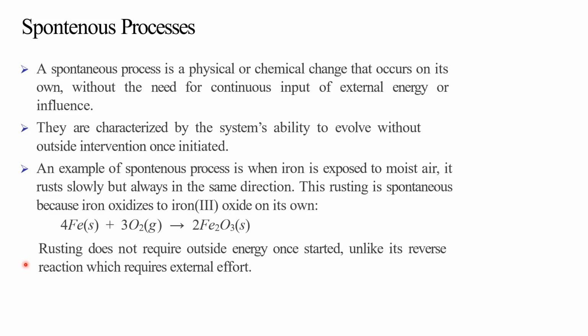An example of a spontaneous process is when iron is exposed to moist air. It rusts slowly but always in the same direction. This rusting is spontaneous because iron oxidizes to iron 3 oxide on its own. So this is the reaction: 4Fe plus 3O2 gives 2Fe2O3. Rusting does not require outside energy once started, unlike its reverse reaction, which requires external effort. So the reverse reaction, from Fe2O3 to Fe and O2, requires external effort to carry out.